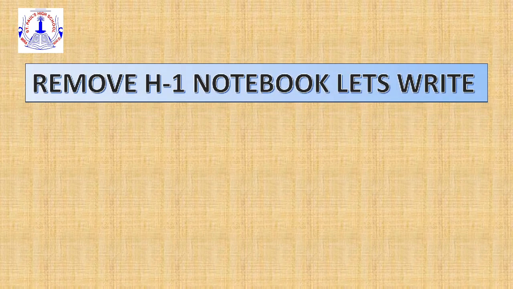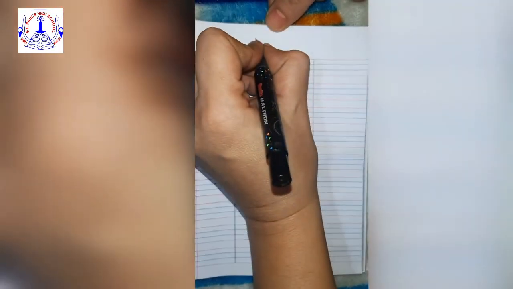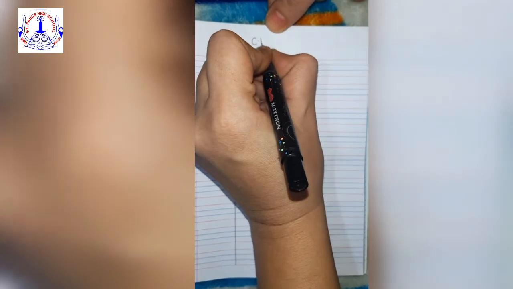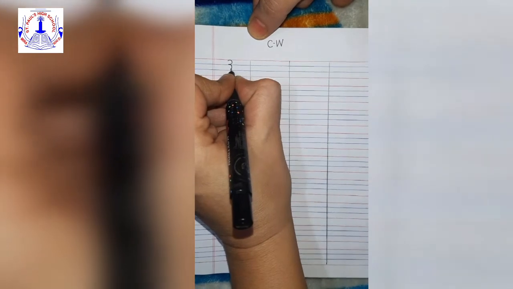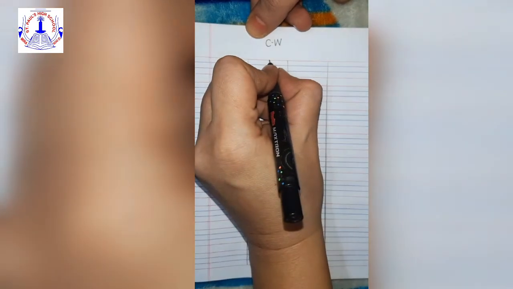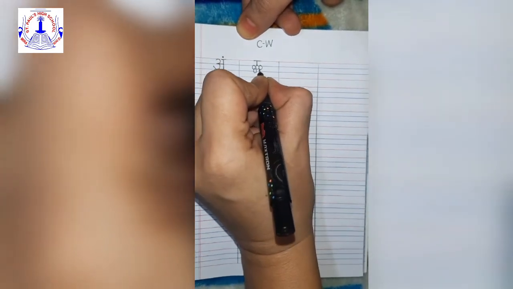Now, children, you have to take out your H1 notebook and let's start writing Hindi swar ang, and we will draw two pictures related to ang. First, you have to mention CW on top. Now, first you are going to write ang from red line to blue line, then draw a sleeping line on the first blue line and a standing line. Then the sleeping line will be only on the standing line, and put a dot on top of the sleeping line.